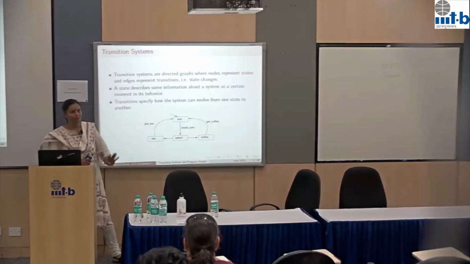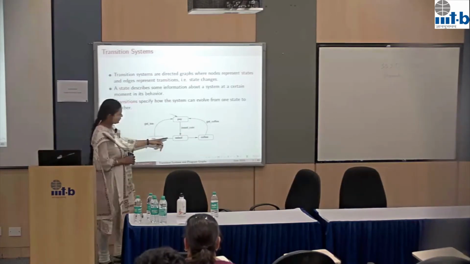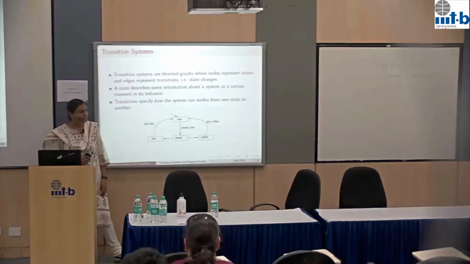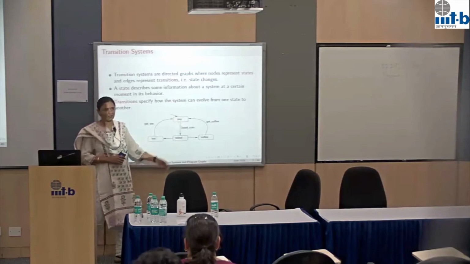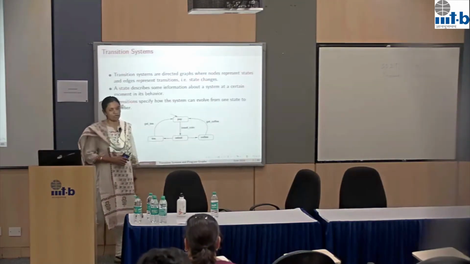We call these things finite state transition systems. These are called states. In graph theory, you call them vertices or nodes; we call them states. This thing with an incoming arrow is the initial state, or the beginning state. These edges are called transitions.